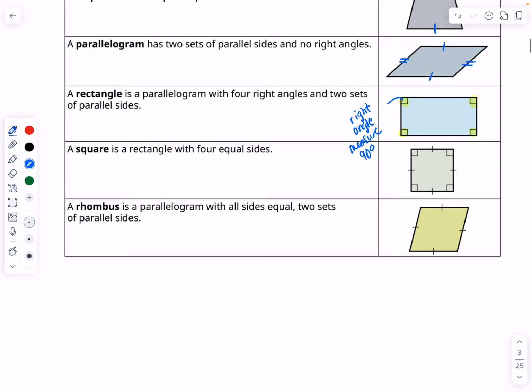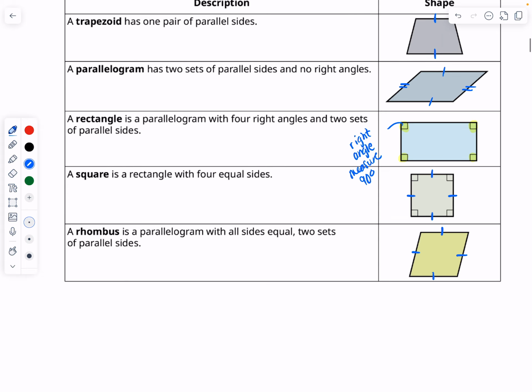A square is a rectangle. However, all the sides are of equal length. So they're all equal. And all 4 corners are also 90-degree angles. And finally, a rhombus is a parallelogram with all sides equal, 2 sets of parallel sides. So it looks like you take a square and you push it over, but the length of all the sides are the same. So that's the difference between a parallelogram and a rhombus. A rhombus has all sides with equal measure.